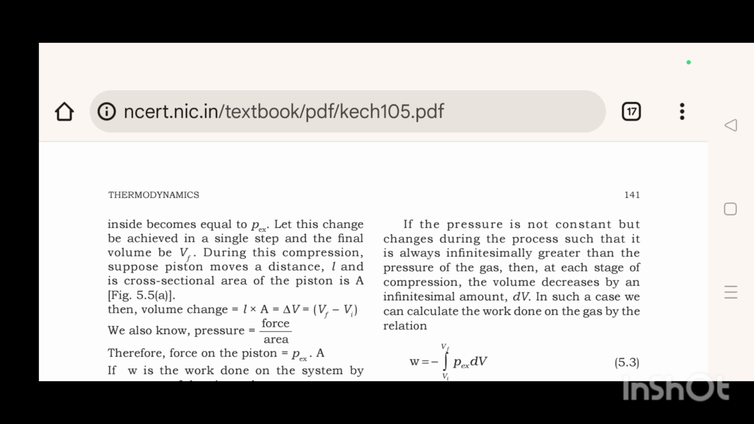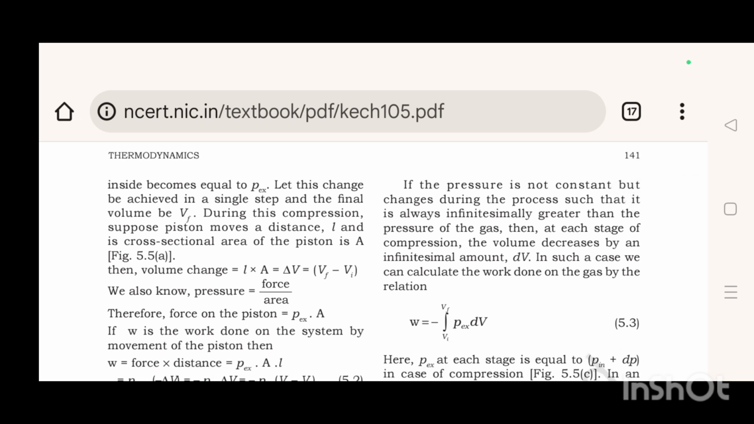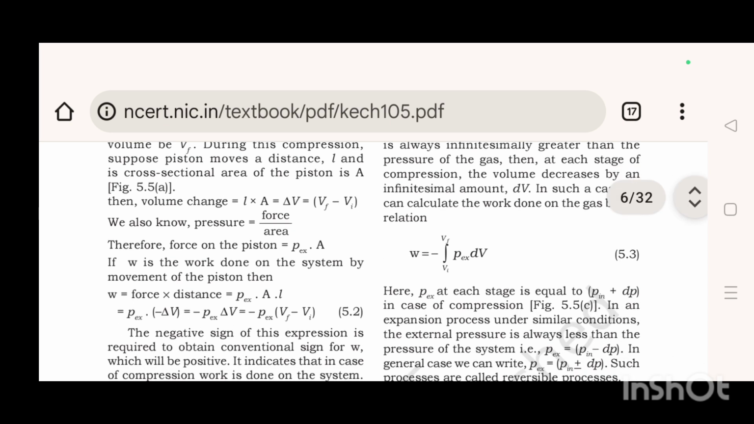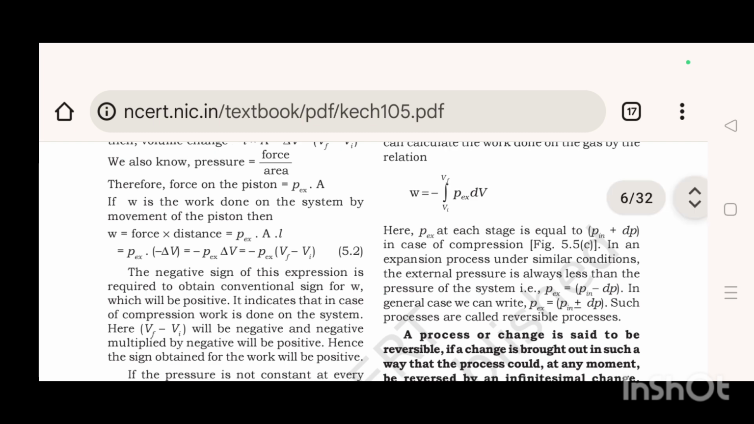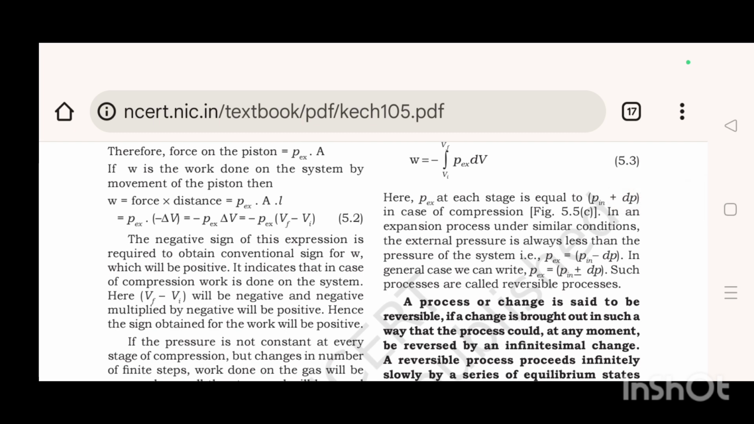Therefore, force on the piston equal to P external into area. If W is work done by movement of the piston, then work equal to force into distance, which is P external into A dot L, P external into minus delta V, equal to minus P external into delta V, equal to minus P external into Vf minus Vi. The negative sign of the expression is required to obtain the conventional sign for W, which will be positive. It indicates that in case of compression, work is done on the system. Here Vf minus Vi will be negative and negative multiplied by negative will be positive. Hence the sign will be positive.